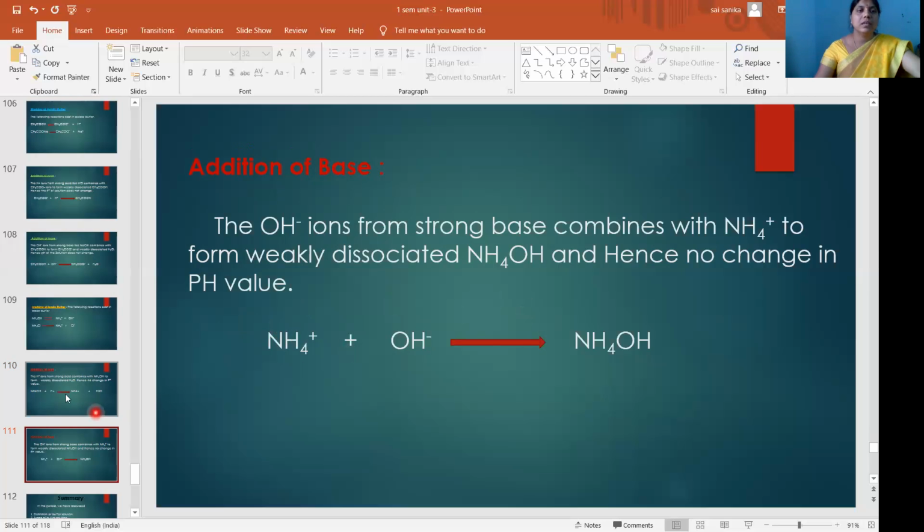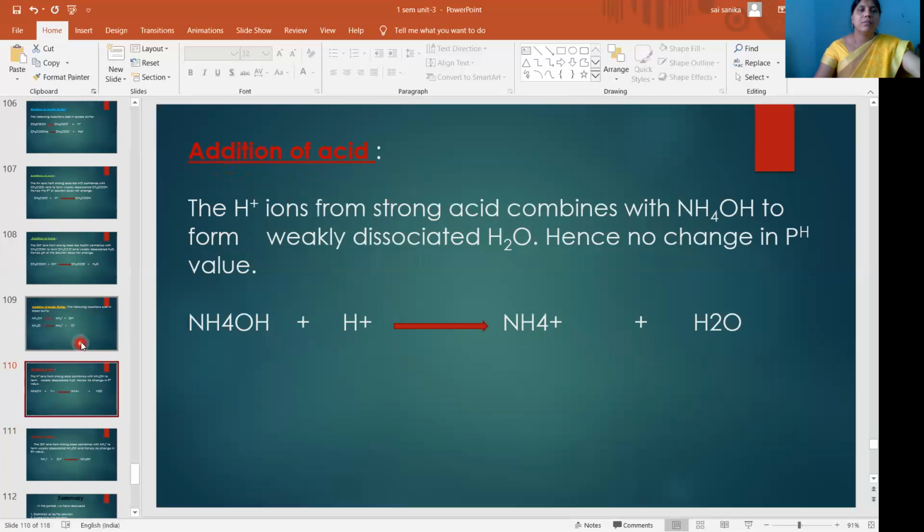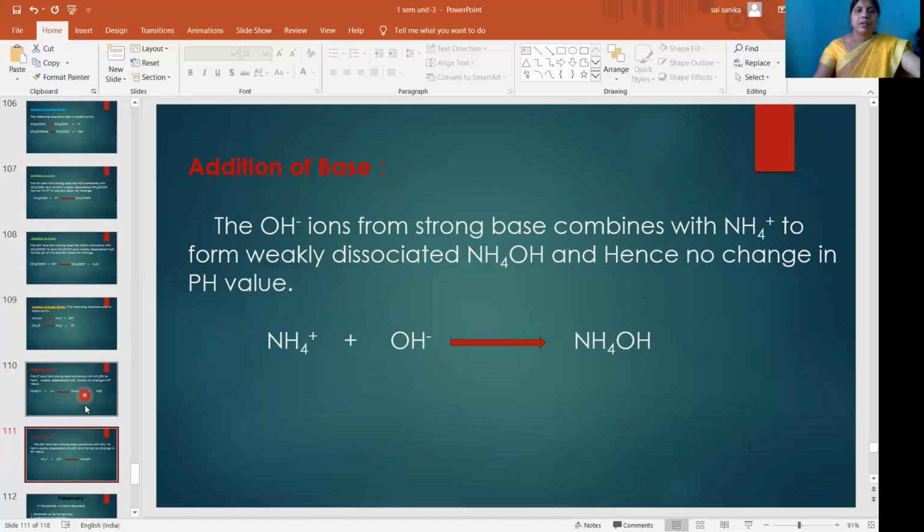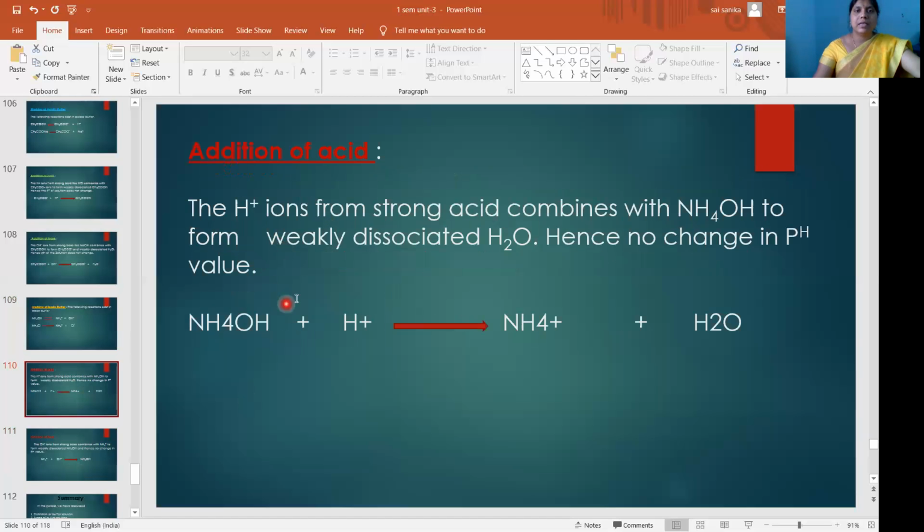Once again, we will go through the working of a basic buffer. These are the reactions in a basic buffer. NH4OH splits as NH4 plus and OH minus. NH4Cl splits as NH4 plus and Cl minus. To this mixture, when you add acid, what happens? The H plus ions.